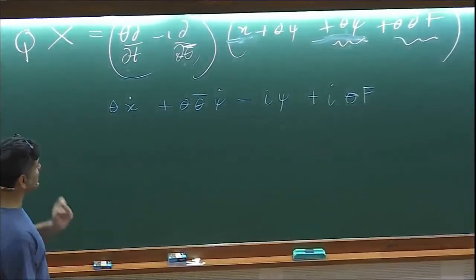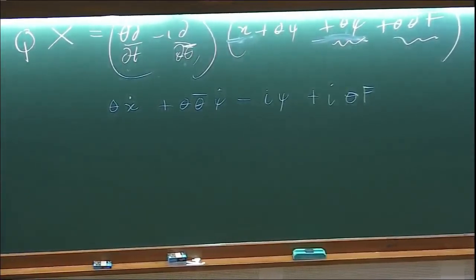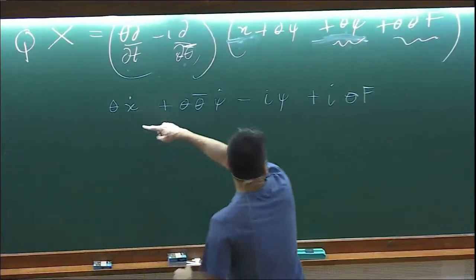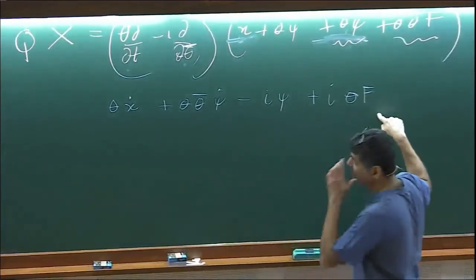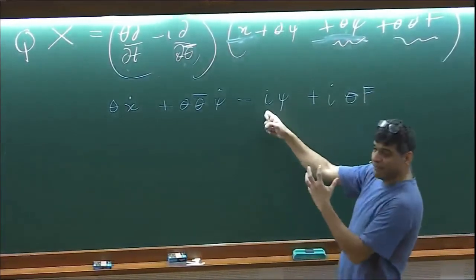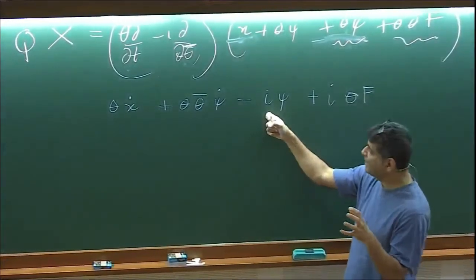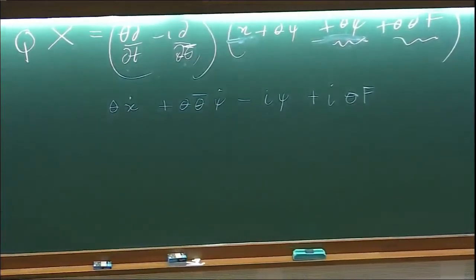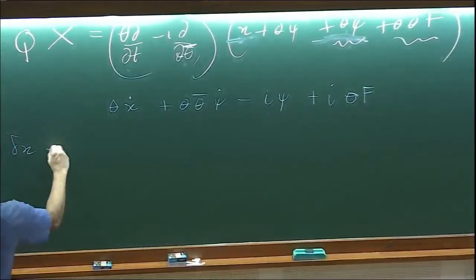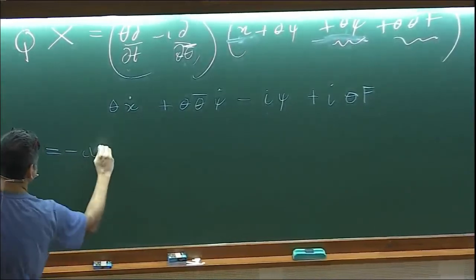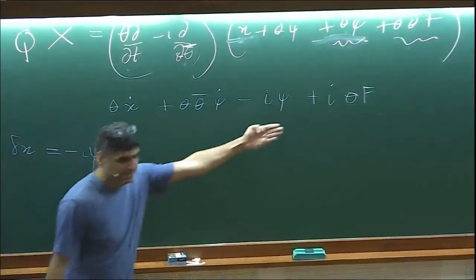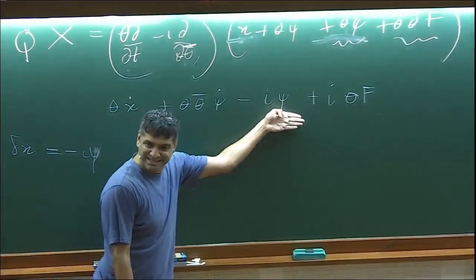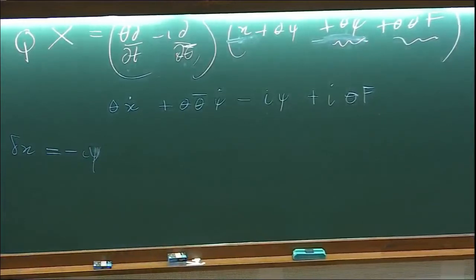Now we have to compare this with what you see. What we are supposed to do is compare this term by term with the change of the various fields in the superfield under supersymmetry. So, if this is correct, it tells me that delta x is equal to minus i psi, because the coefficient is minus i psi. Okay, so that one was good. Check.